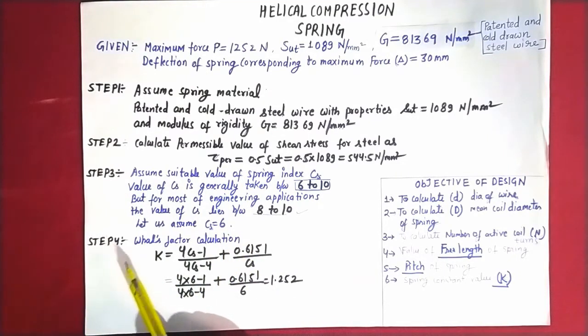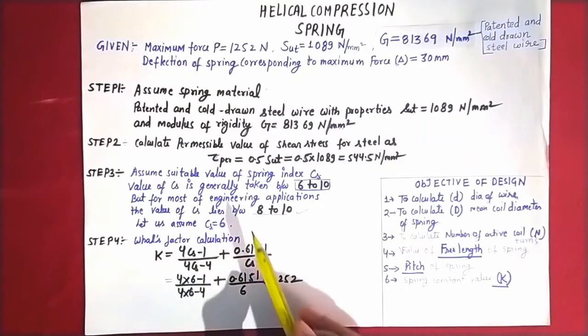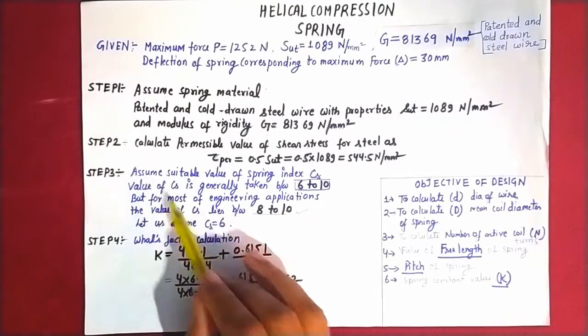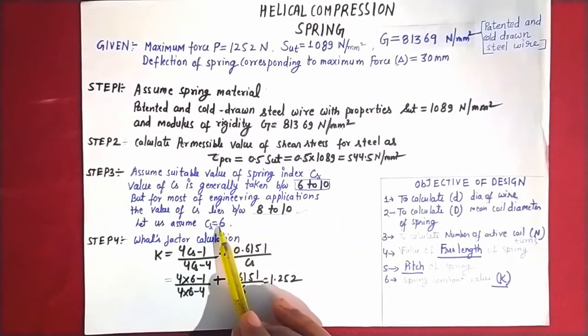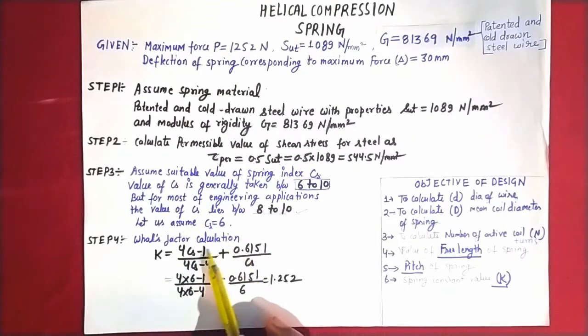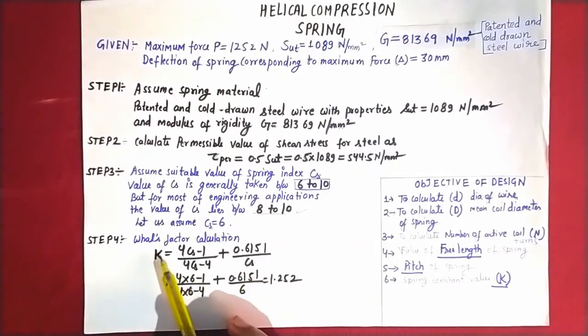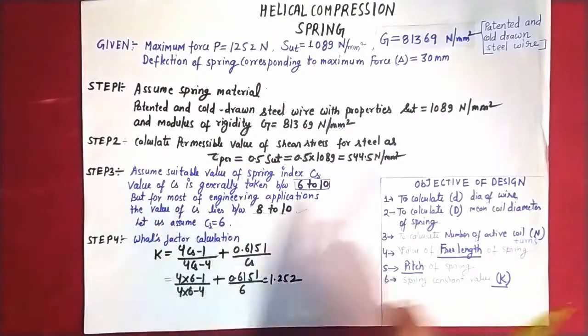Now the next step is the Wahl's factor calculation. So let us see how we will calculate the Wahl's factor. The Wahl's factor is denoted by K. It is given in all design data books. The formula of Wahl's factor is (4Cs minus 1) divided by (4Cs minus 4). So we have assumed the value of Cs in step number 3 as 6. Now we will put this value of Cs in this formula. After putting the value of Cs as 6 here, here and here in place of Cs, we can obtain the value of Wahl's factor as 1.252. Okay. So we have calculated the value of Wahl's factor.